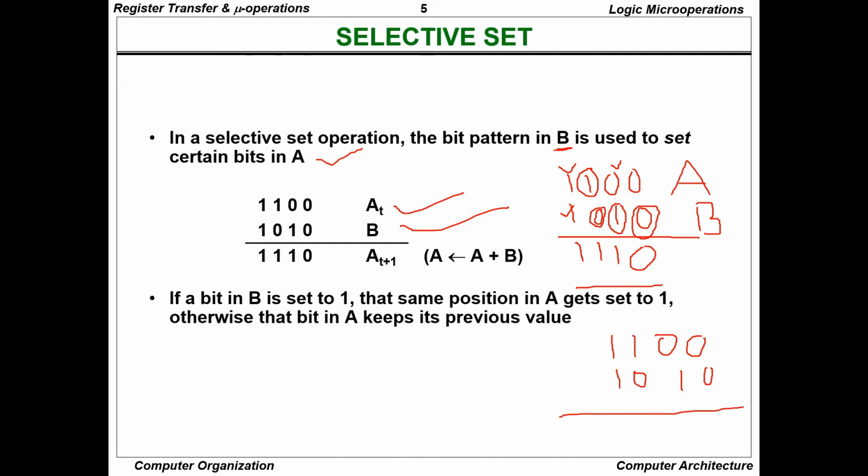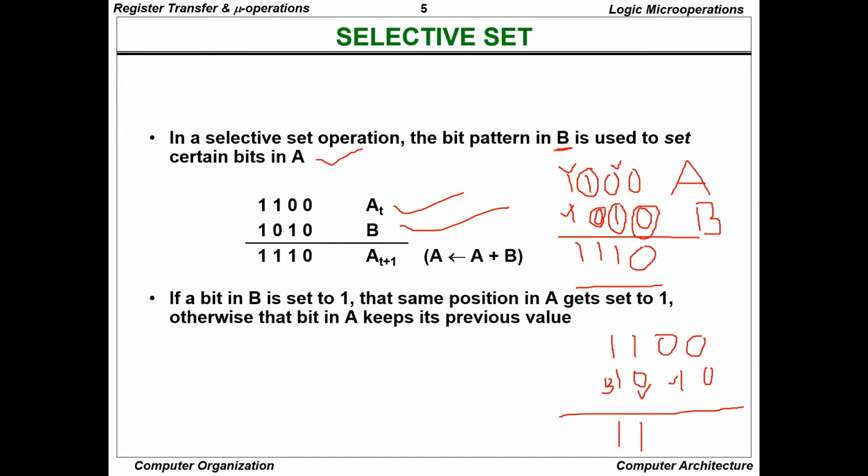So what's the point here? If we have 1 in B, we need to set 1 in the place of A in the corresponding bit. So here we have 1. Actually we have 1 in A, so no need to change. So straight away write 1. Next, in the second bit we have 0. So if we have 0, no need to change here. So straight away write 1.